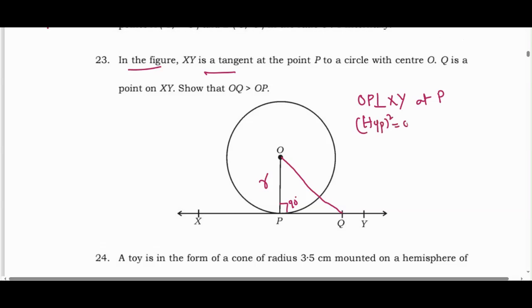The Pythagoras theorem gives the statement: hypotenuse square equals opposite square plus adjacent square. If you take this as theta, this will be opposite, this will be hypotenuse, and this will be adjacent. By using the formula, we can write OQ square equals OP square plus PQ square. From here we can see that OQ is greater than OP, because OQ square is the sum of OP square and PQ square. Hence, it is proved.